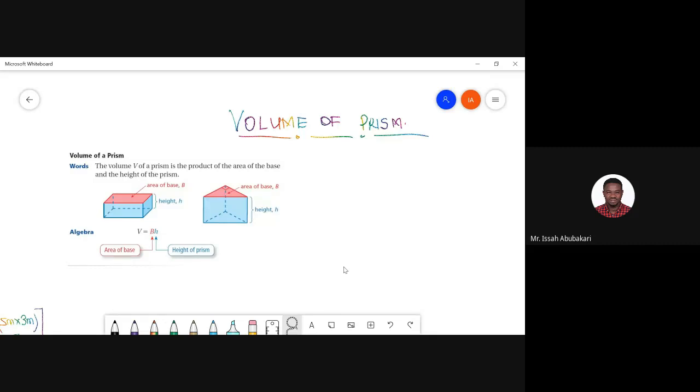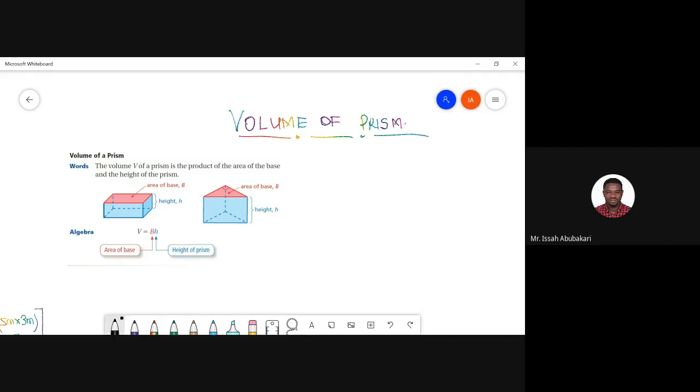So today's class is going to be based on the volume of a prism, and we are saying that if you know how to find the surface area of a prism, then finding the volume wouldn't be as difficult as it seems to be. All that you need to know is how to calculate the base area. If you're able to calculate the base area, then you should be able to solve for the volume of a prism.